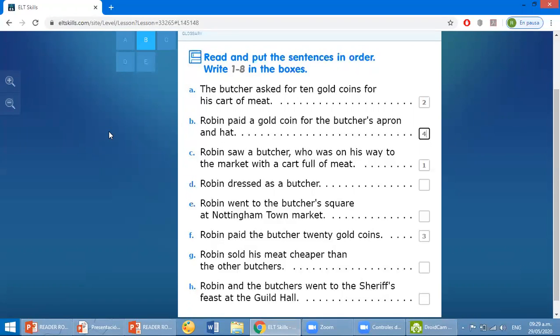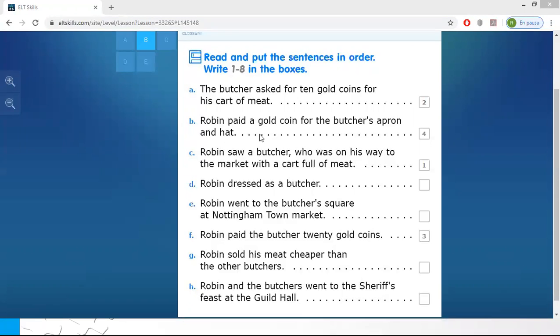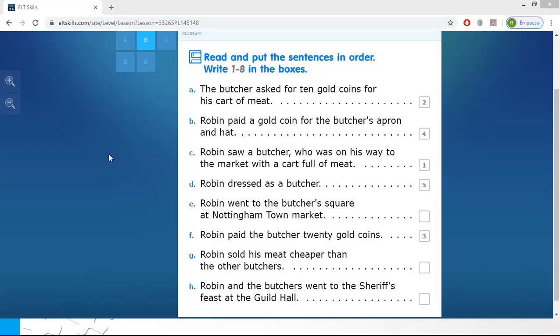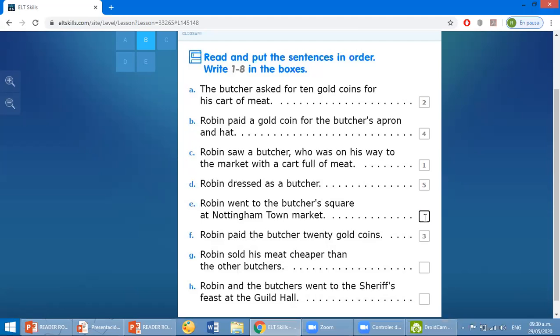What's next? Christina, tell me please, what's next? The next is Robin dressed as the butcher. As a butcher, excellent. And then Robin put on the apron and put on his hat. Okay, good. And now, Fabrizio, please, wait. All the students want to participate, okay? Let's see, Daira, what happened next? Teacher, next Robin went to the Butcher's Square at Nottingham Town Market. Yes, so Robin Hood has the meat, the cart, and he went to the market. Yes, that is his plan, no?